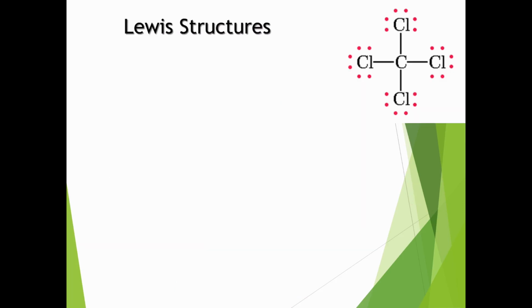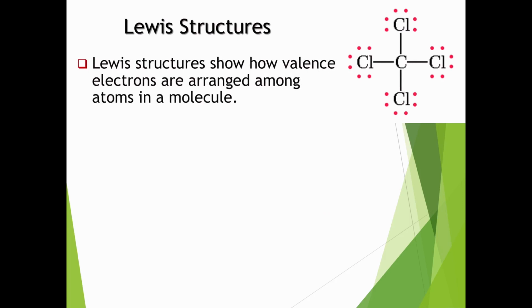So how do we draw Lewis structures? Lewis structures show how valence electrons are arranged among atoms in a molecule. So this is carbon tetrachloride, CCl4, and we have carbon in the middle here, and then we have the 4 chlorines around the outside. Each bond, like this, represents 2 electrons.